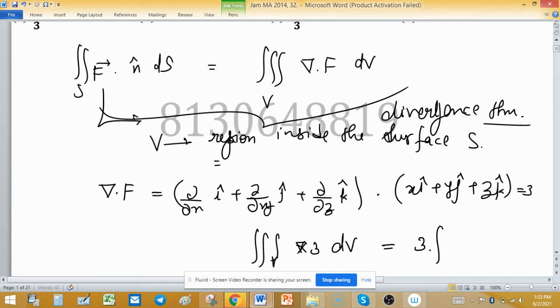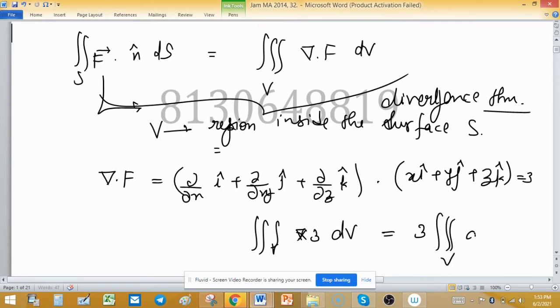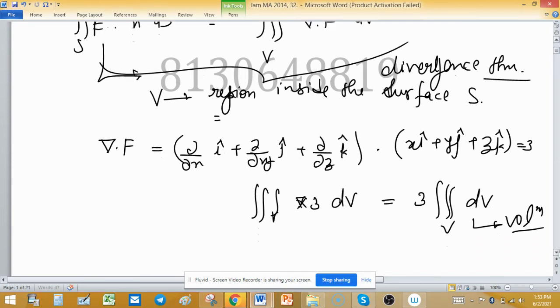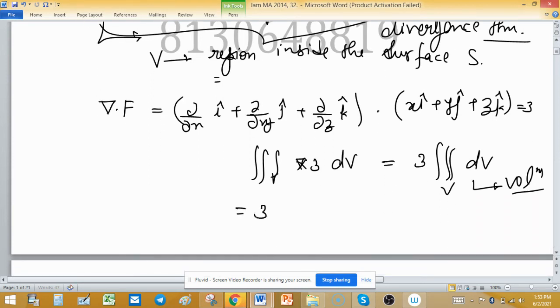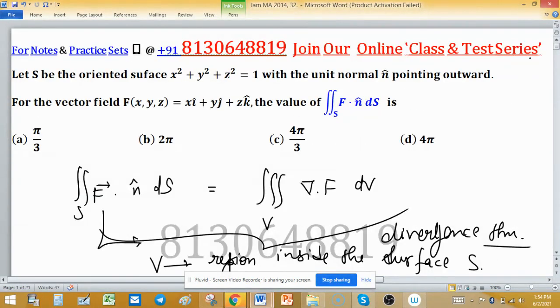So you can take 3 outside because 3 is a constant value, and this is denoting the volume of the sphere. So what is the volume of a sphere when the radius is given? 3 into 4 upon 3 pi r cubed, and the value of r is 1, so 1 cubed, and 3 is cancelled out by 3, so 4 pi. This is your answer to this problem.